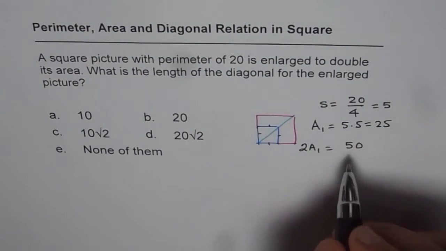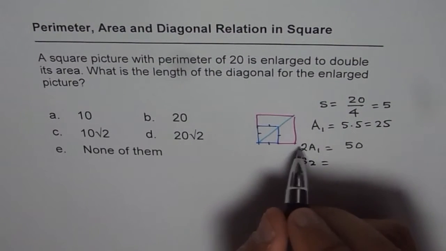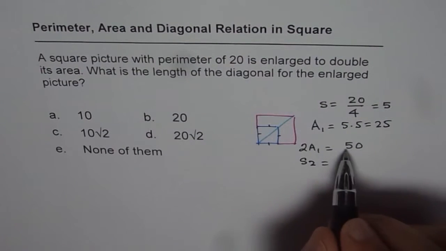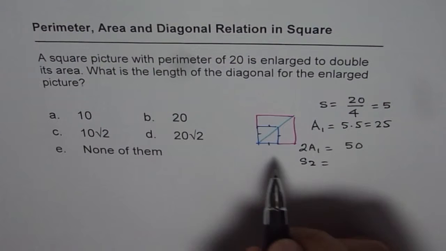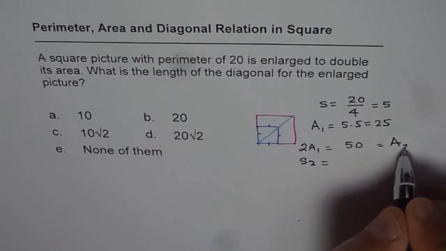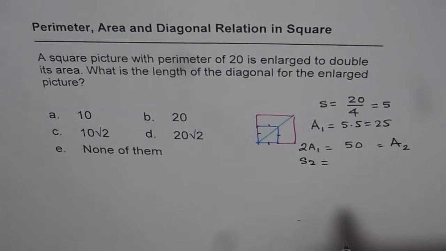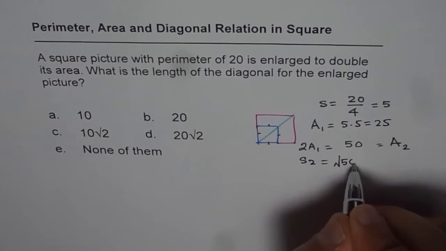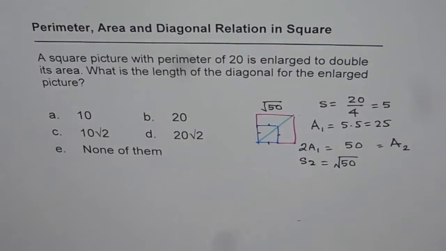Now each side will be square root of this, right? So the area of the second square, which is the big square, is going to be 50. So this is our capital A, big square, right? So let's say A2 is 50. What is the side length of this big square? Square root of 50, right? So side length is square root of 50.